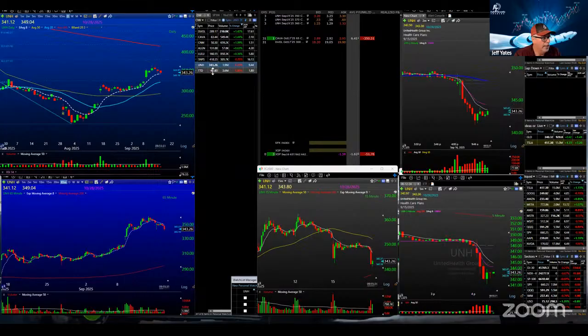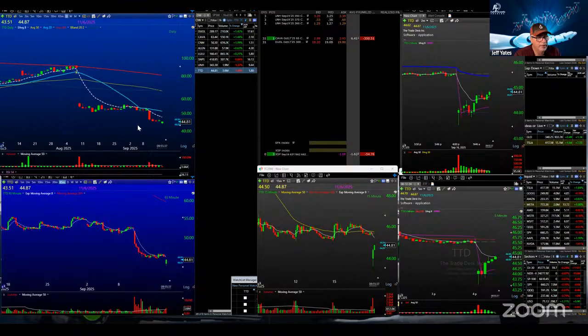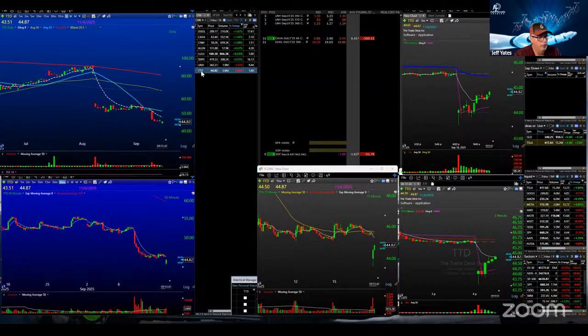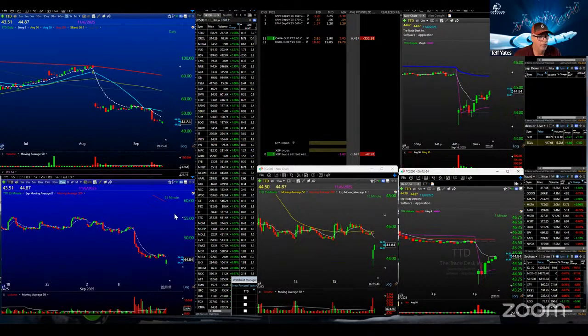UNH pulling back to the 8 here. Probably done with that. And then this is the Trade Desk. This is interesting. If FOMC wasn't tomorrow, I would be interested in Trade Desk. I'm going to have to wait to get in this till after FOMC because that could affect software applications more than others.